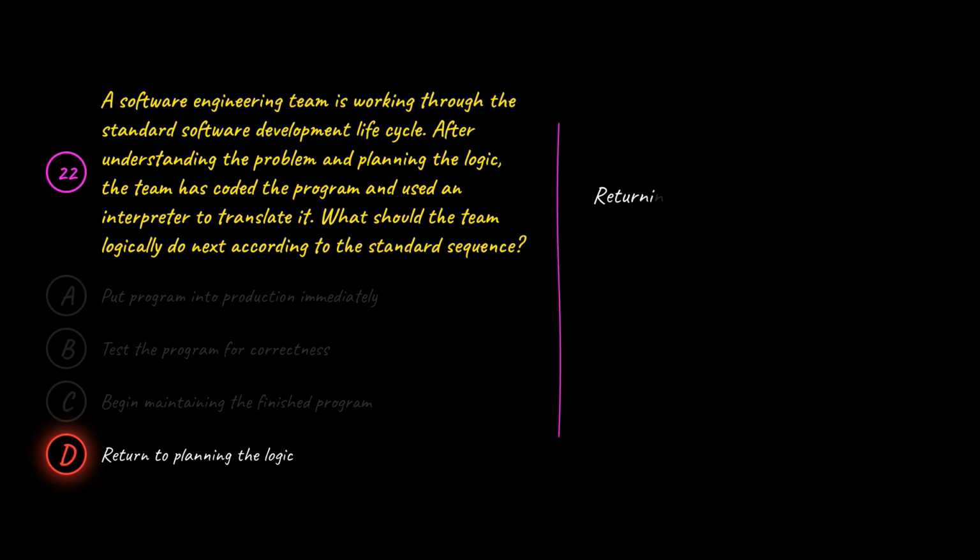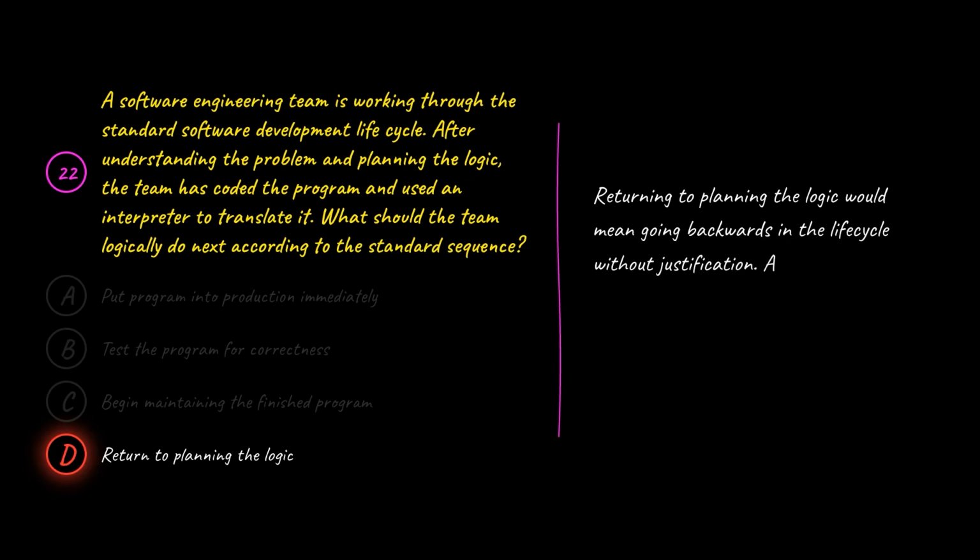D is wrong because returning to planning the logic would mean going backwards in the life cycle without justification. After coding and translation, the next step forward is testing, not revisiting earlier phases of the development cycle.